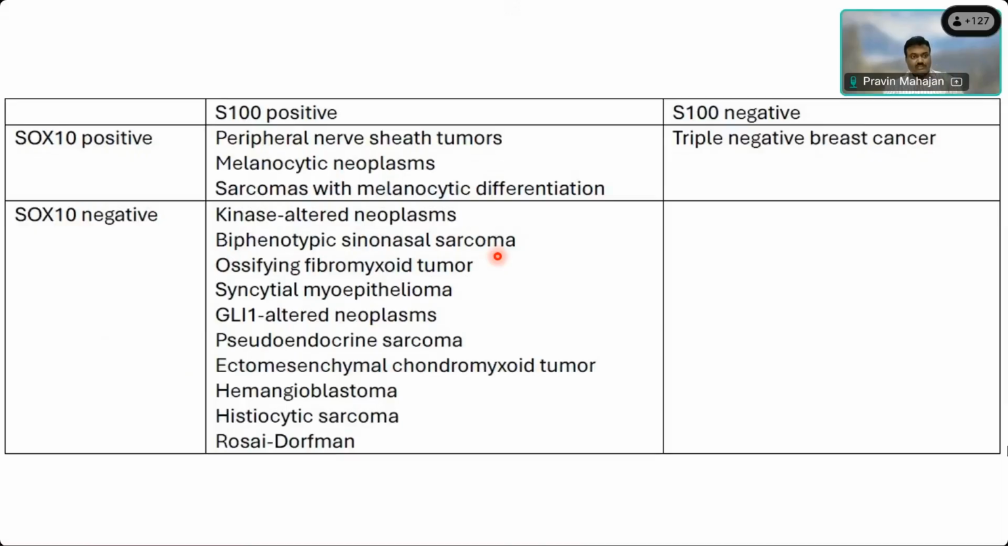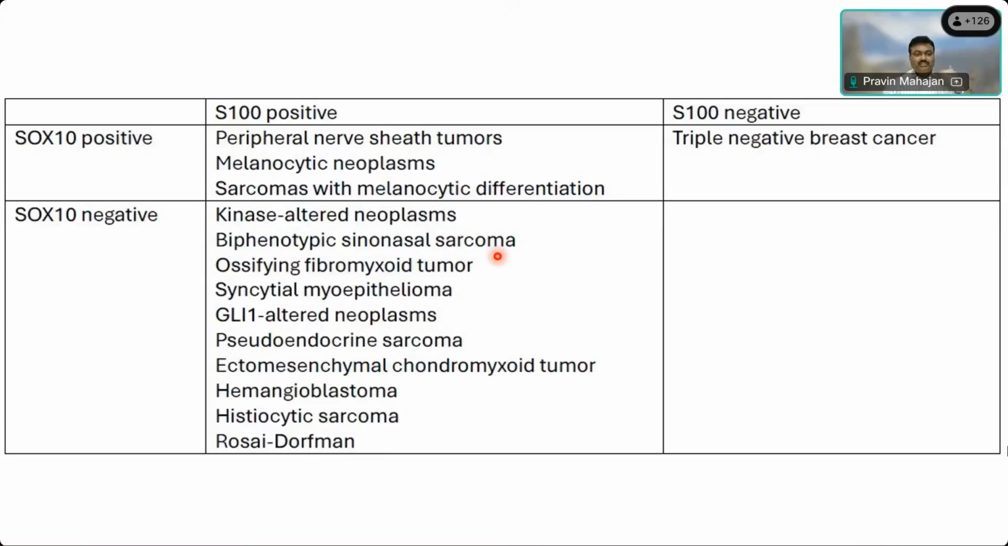The combination of SOX10 and S100 is very interesting actually. If you see both positive, these are peripheral nerve sheath tumors, melanocytic tumors, or a sarcoma showing melanocytic differentiation, like a clear cell sarcoma of the soft tissue. So only these tumors have both S100 and SOX10 positive.